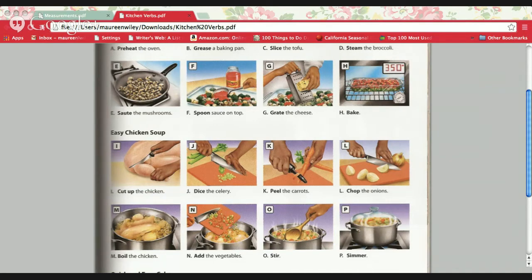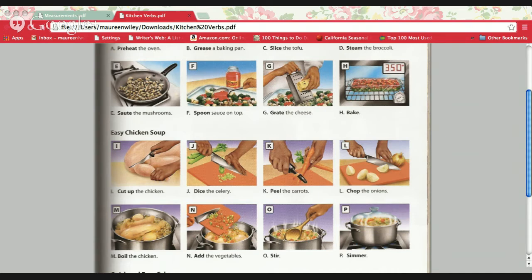So can you try to use dice in a sentence? You could use dice to mean anything. It doesn't have to be celery. I dice in the soup. So you could dice an onion. Most recipes will say dice the onion and saute it in oil. Okay. Good.